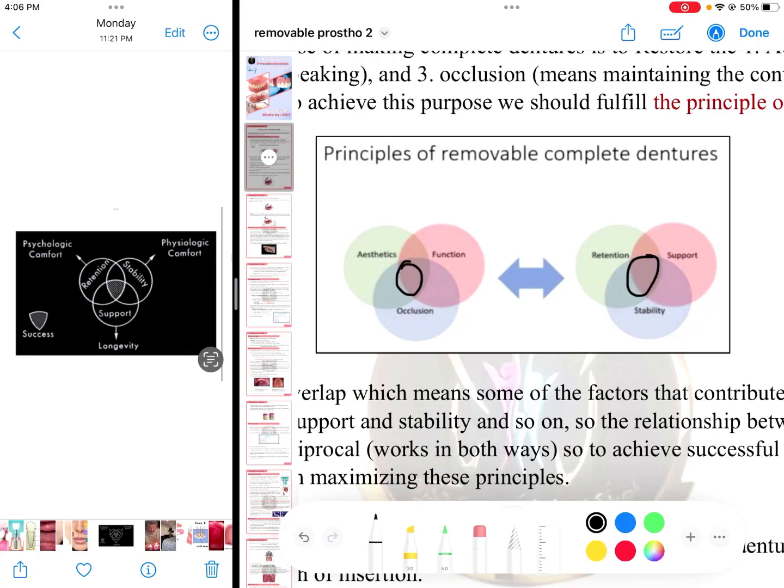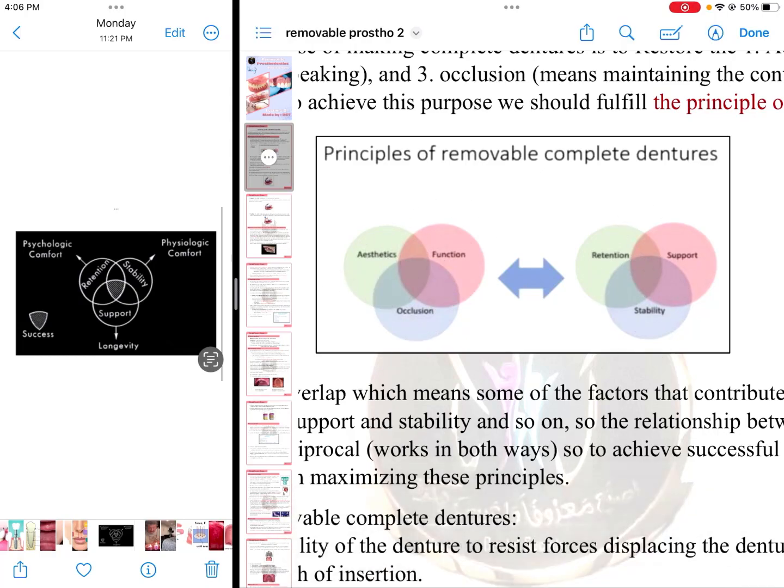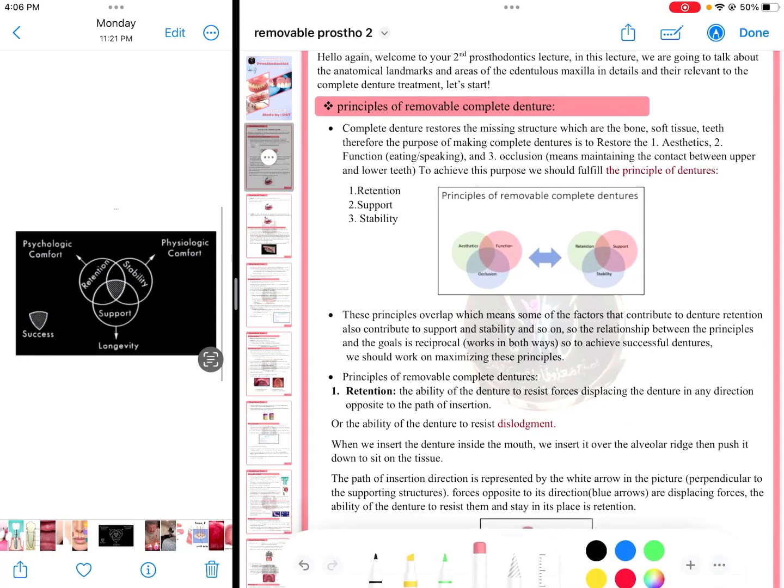So sometimes when we want to achieve this purpose اللي هو occlusion, okay, when we achieve the occlusion the function will be achieved, right? The function won't be achieved without the occlusion لأنه if I don't have contact between the upper and lower teeth, how are you gonna eat, right? So also when I achieve the occlusion I will have aesthetic because the teeth will occlude in specific areas إلى آخره, aesthetic. Okay, إلى آخره. So they are interrelated. Also the principles here are interrelated, so they are overlapping.